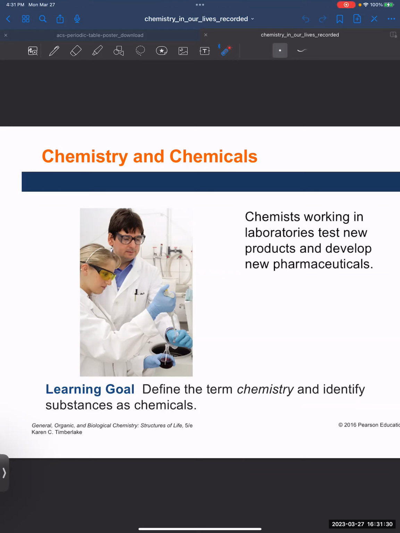Now, the learning goal for this section here is for us to define what chemistry is and to be able to distinguish what substances are chemicals. So it's important that whenever you're taking any class or any new field, such as chemistry, that we develop a shared vocabulary. So I will be going through some definitions throughout these lecture videos. And like I said, that helps us develop a shared vocabulary with one another.